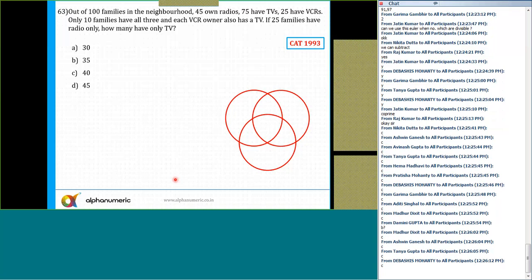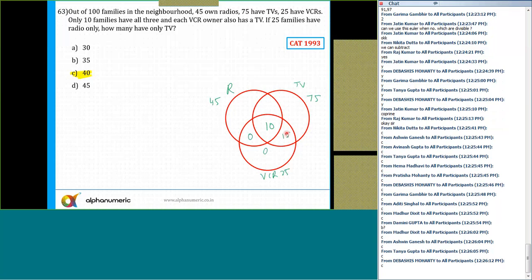So anyway, it was a very easy question. Yes, the answer is option C, which is 40. It says out of 100 families in the neighborhood, 45 own radio. 75 have TV. And 25 have VCR. Only 10 families have all 3. And each VCR owner also has a TV. So this is 0, 0, and this is 15.